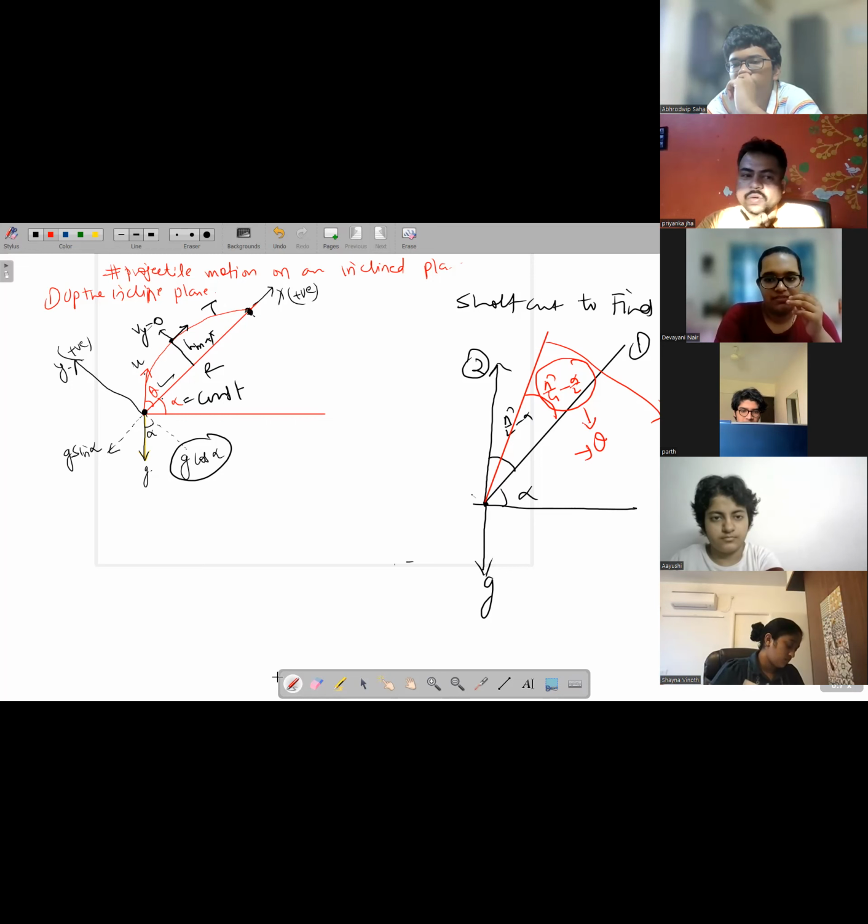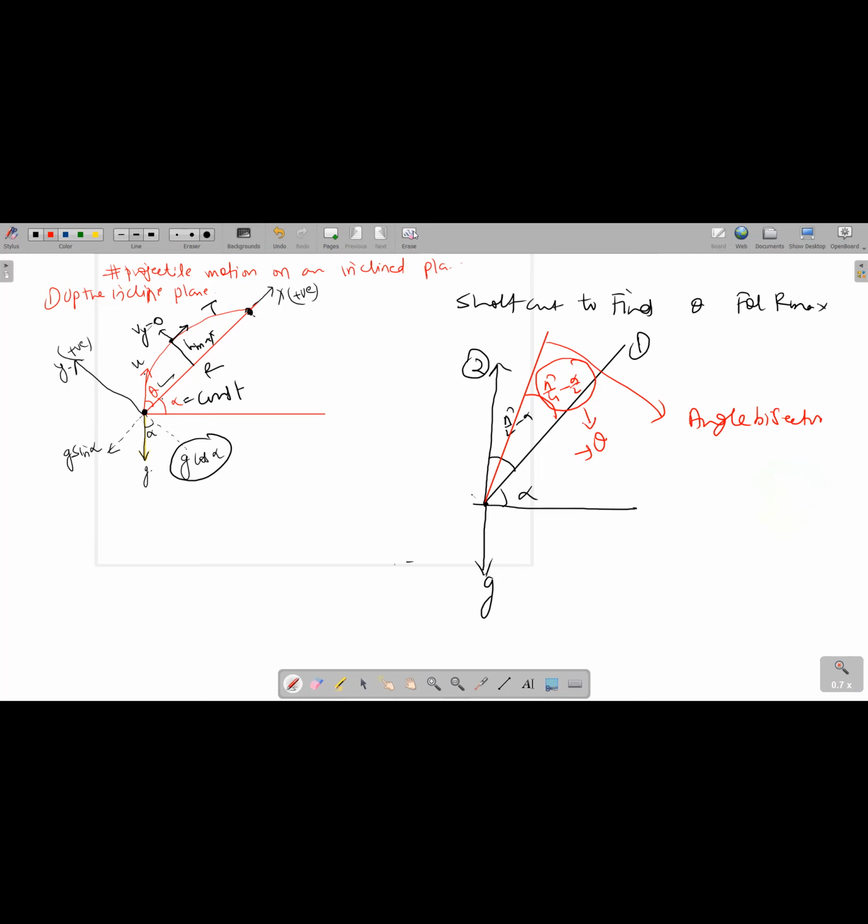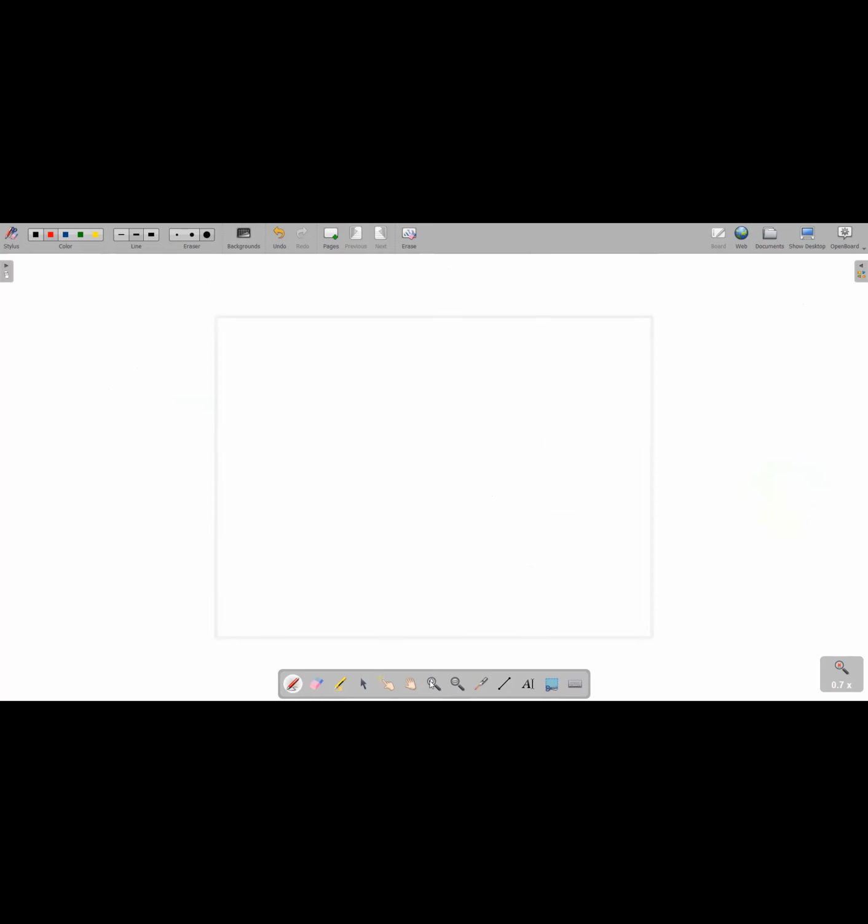Okay, it will come, don't worry. Done, noted. Now second case, down the inclined plane. See, we have an inclined plane. Its angle of inclination is alpha. Now I'll throw the ball like this, downside. So this angle is theta, right?